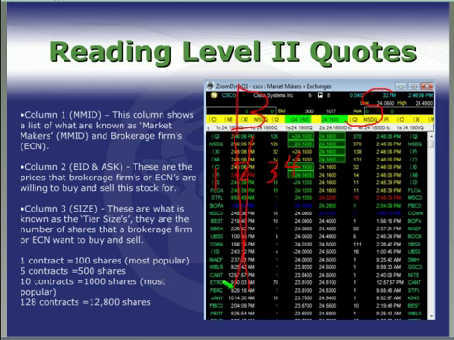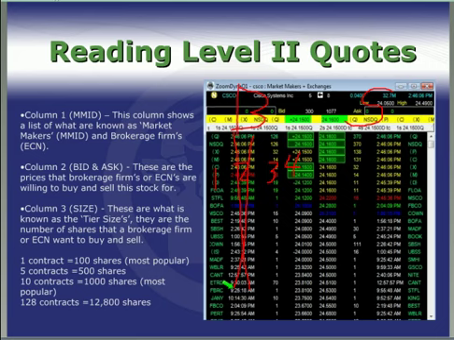Well, that's right. Supply and demand. So you have to ask yourself a question. Do you know who controls the supply and demand? Well, without Level 2, you're really kind of trading blind. So it is very, very crucial that you have that Level 2 on the MetaStock.